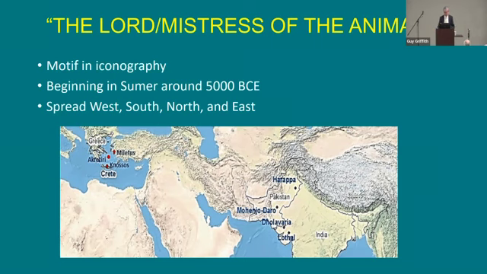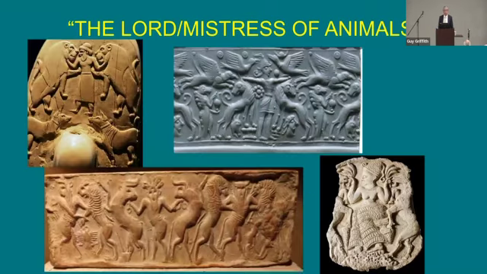A very common motif. So you typically see this, at first just animals, and later on animals with a humanoid figure at the center, often holding on to animals with both hands. So you find this very common, and the point of this is control of chaos. The humanoid figure represents God, and by extension, the king.